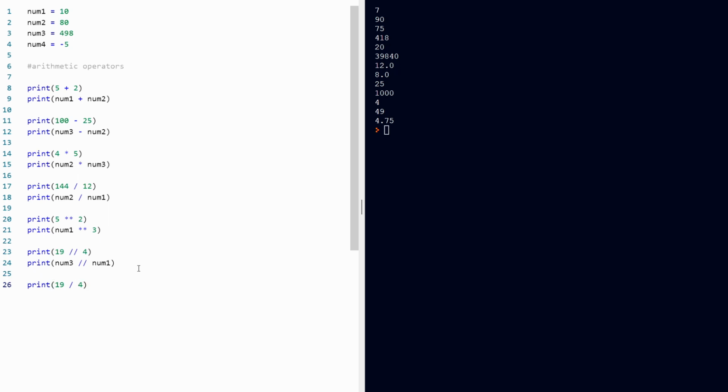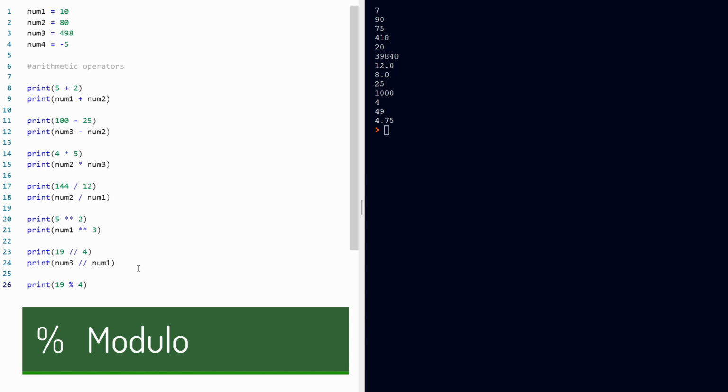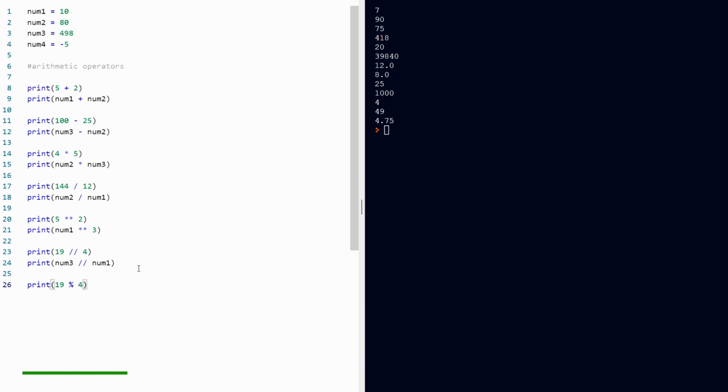Because when we use the modulo operator, which is the percent symbol, it carries out the division, but it only gives us the remainder of the division. So remember, our answer was 4 remainder 3, and when we run it, we get just remainder 3. Let's have a look at an example using the variables. So let's say num3 divided by num1, same as before. So 498 divided by 10, well, 10 goes into 498 49 times with 8 left over. So that's remainder 8. So let's go ahead and try that with modulo, and we're expecting just the remainder, just the 8. And there we go.